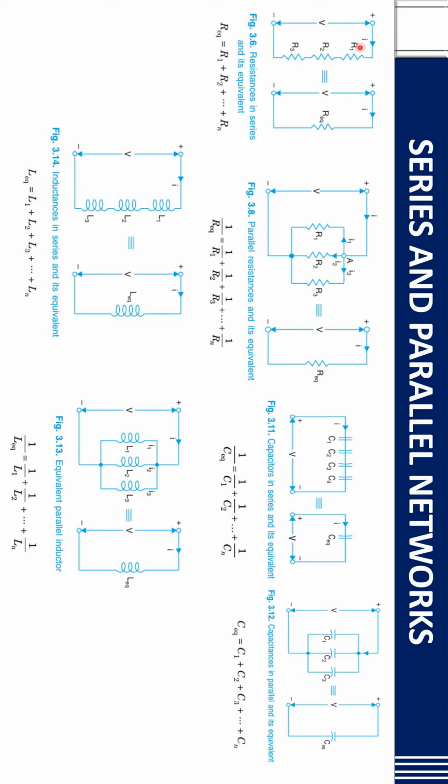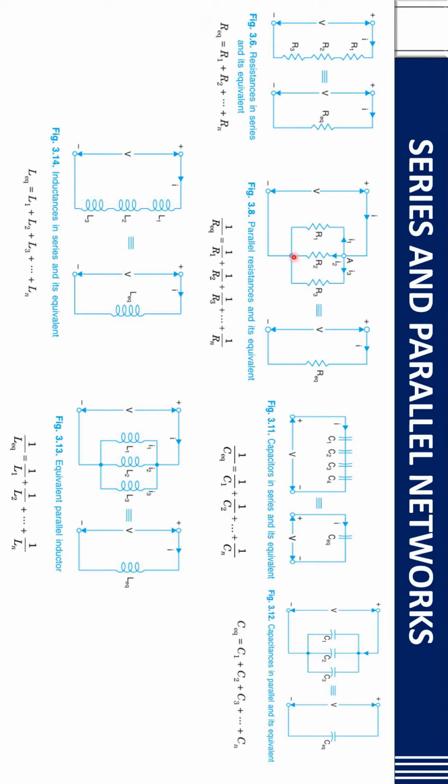For resistor, if the resistors are serially connected like this R1, R2, R3, if they are connected to node, then we can calculate the R equivalent, the total resistance as R1 plus R2 plus R3 and so on. If there are n number of resistors also, we need to add them.